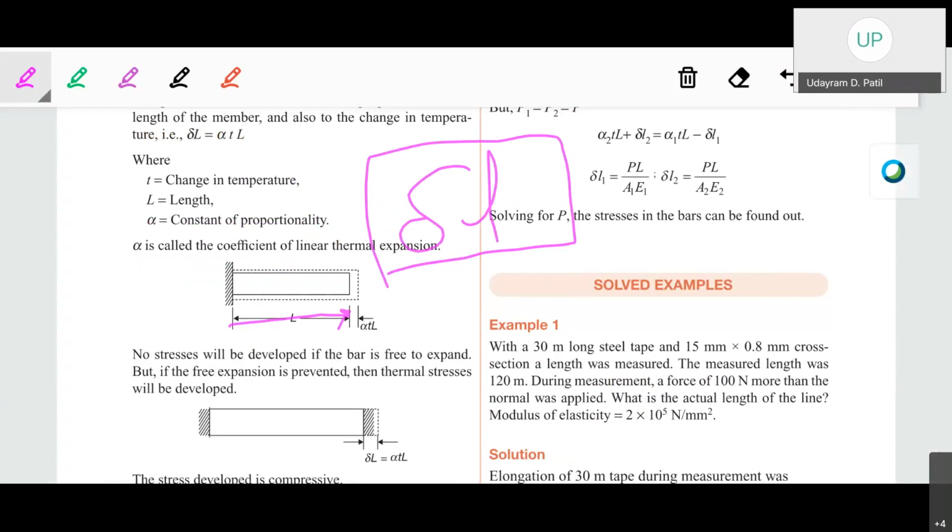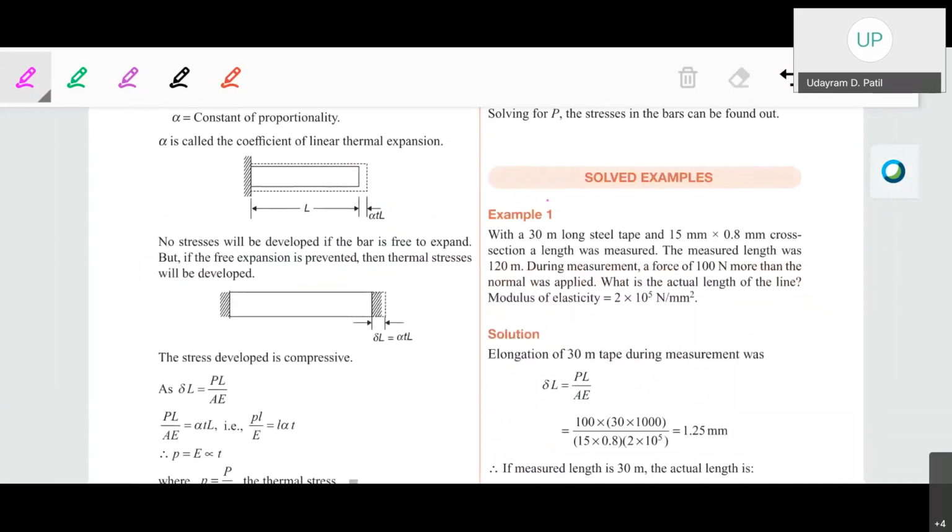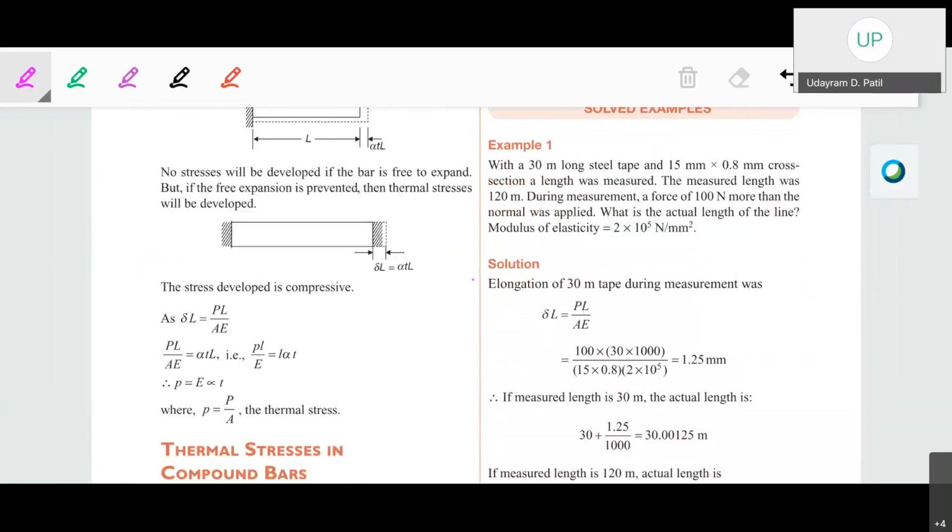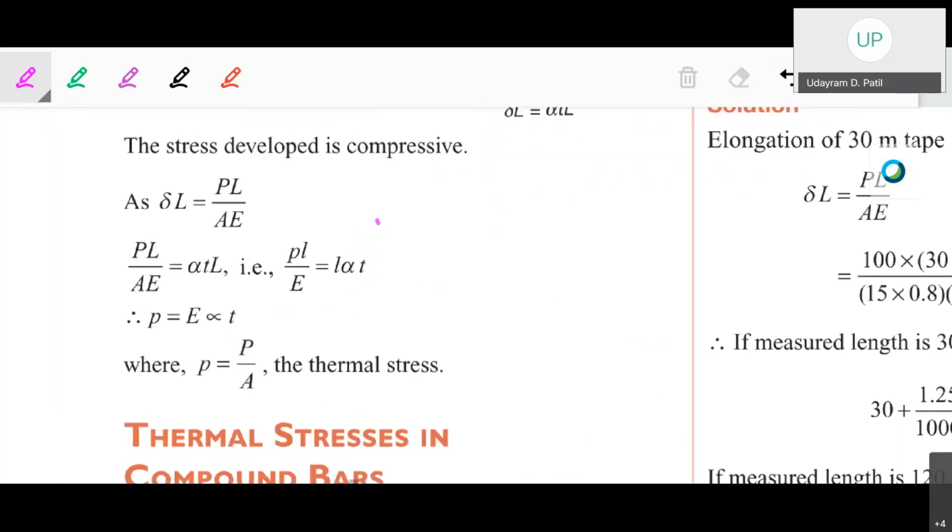Whereas if the particular bar is prevented from expansion, in that case, as the bar will not be able to extend, thermal stress will be developed. So we can easily calculate this thermal stress by inputting the particular delta L value. We have the formula of the delta L, and we have the formula for the stress.